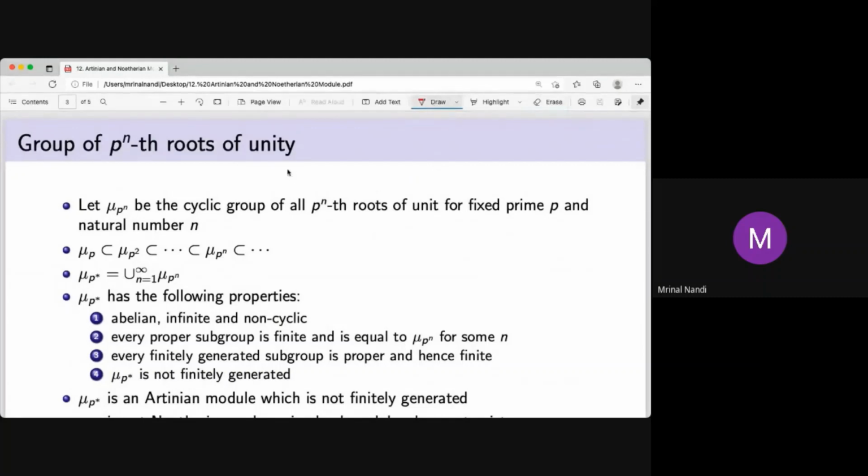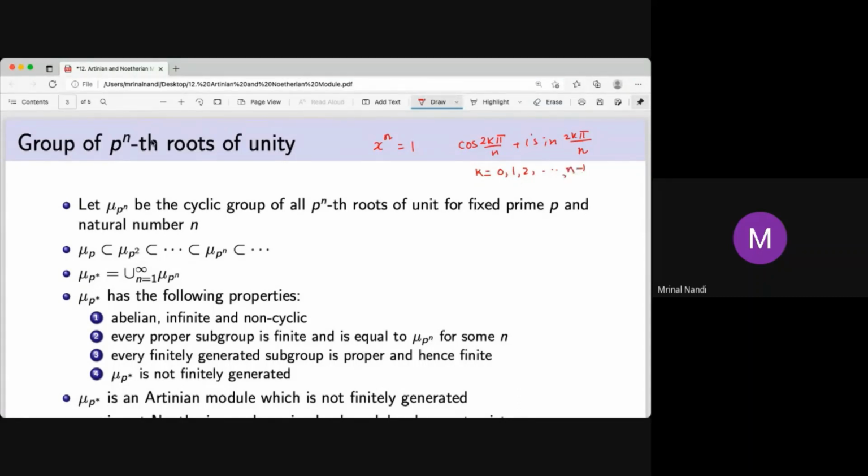Before that, we discuss the group of p to the power n-th roots of unity. What is an nth root of unity? It is a solution of x to the power n equal to 1. All the solutions, what are they? We know they are cos 2k pi by n plus i sin 2k pi by n, for k equal to 0 up to n minus 1. These are the solutions, and we know this forms a cyclic group.